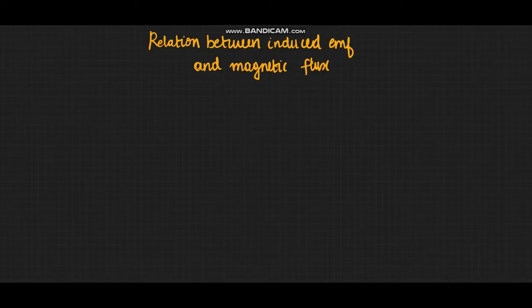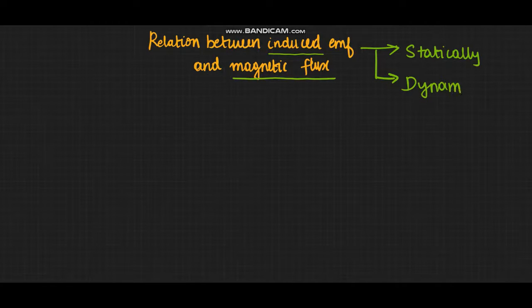Let's now understand the relation between induced EMF and magnetic flux. By now we understand that induced EMF is of two types. First one is statically induced EMF. Second one is dynamically induced EMF or rotationally induced EMF.